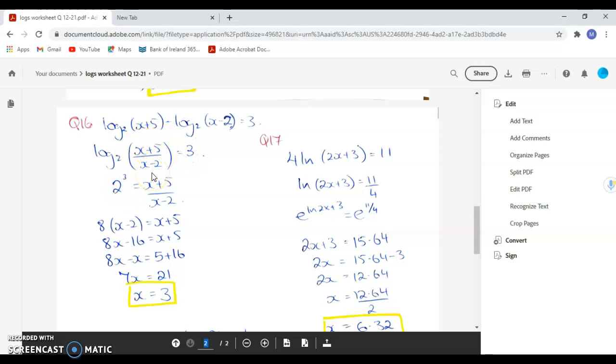That's my favourite rule of logs. The base stays the base and these two switch. I'm sure you're probably aware of that now, as I feel like I keep on saying it. But anyway, so that's that done.